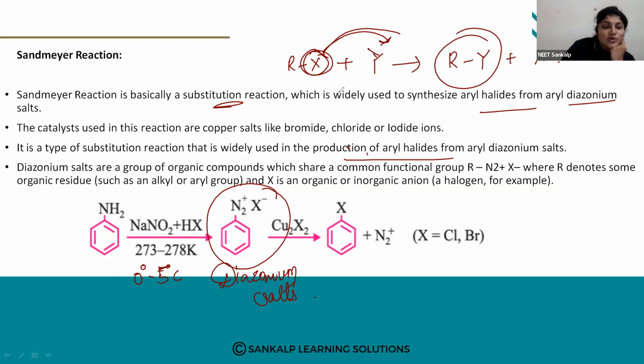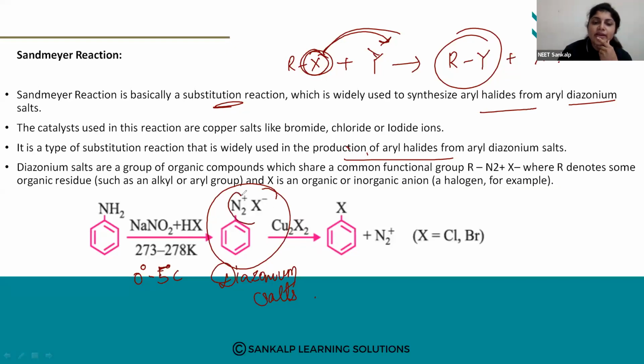Diazonium salts are a group of organic compounds which share a common functional group. The functional group is RN2+X-. So you can see here, R can be an alkyl or an aryl residue.